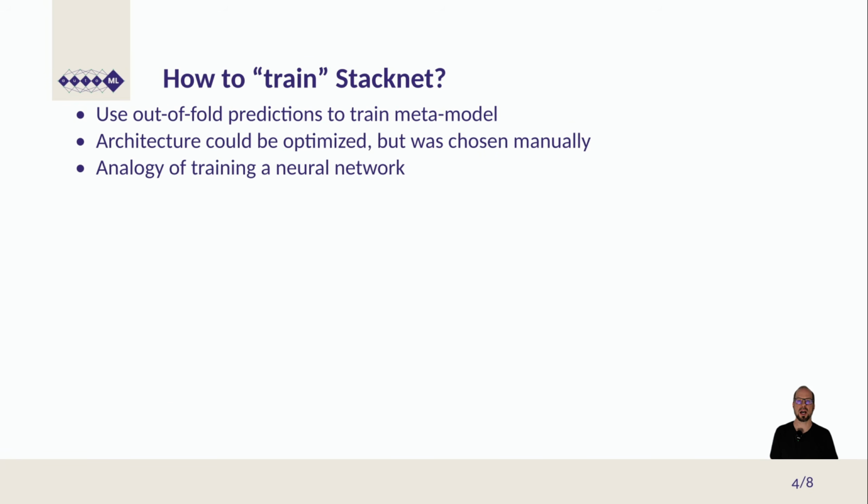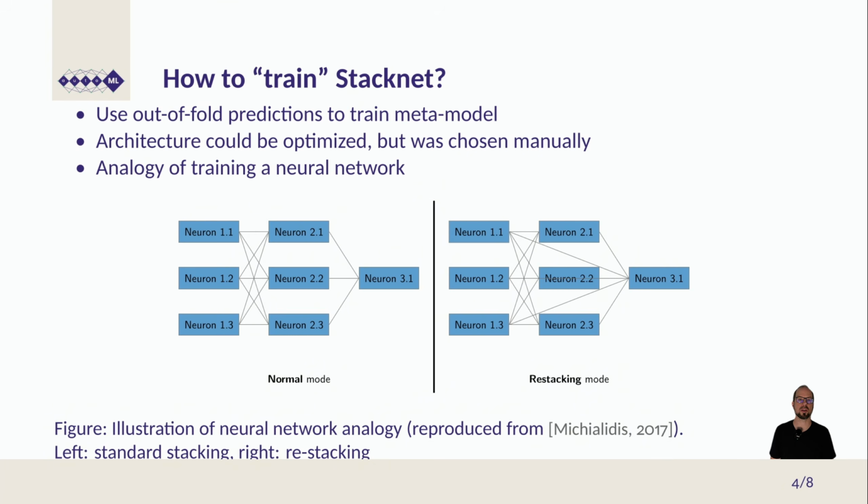Now you might wonder, how should we train this StackNet? The first important thing is that we need to use out-of-fold predictions to train the meta models, so the models at later layers. The architecture could be optimized, but it was actually chosen manually, although this has some analogy to training a neural network. We have multiple nodes, these are the individual models. We have multiple layers, these are the different layers in the stack model, and we have the connections, which can be seen as weights, although these are unweighted in this case.